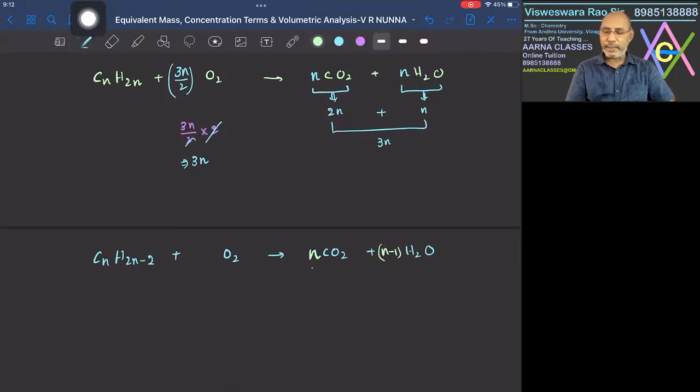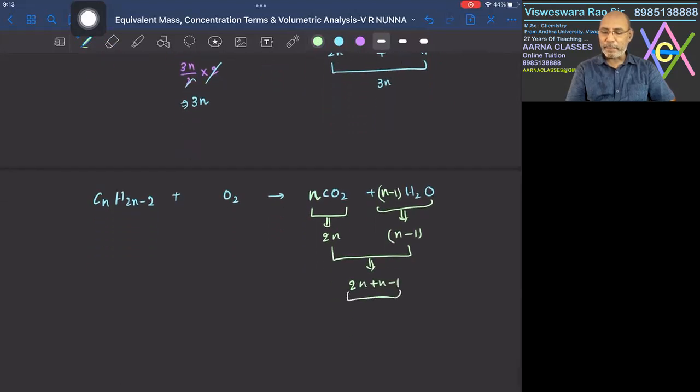Now, once you balance the hydrogens, come to the oxygens. How many oxygens are there on this side? 2N oxygen atoms are there on this side. How many oxygen atoms on this side? N minus 1. So this is nothing but 2N plus N minus 1, that is 3N minus 1 oxygen atoms on the right side. To balance that many oxygen atoms on the left side, you write 3N minus 1 by 2 O2.